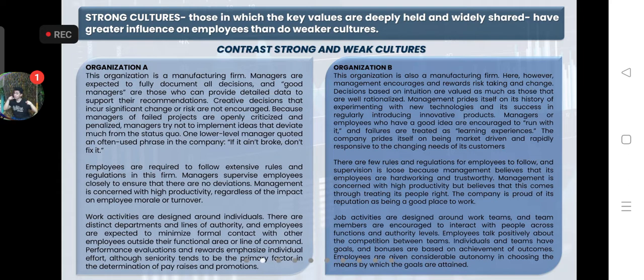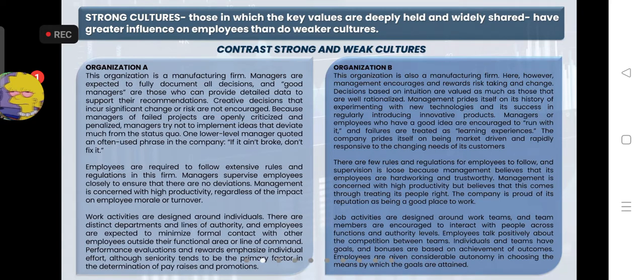Sorry, I interchanged the strong and weak cultures. By the way, guys, organization A is the weak culture, while organization B is the strong culture. So here are the characteristics of the strong culture, which is organization B. The more employees accept the organization's key values and the greater their commitment to those values, the stronger the culture is, as we can notice in the organization B statement.